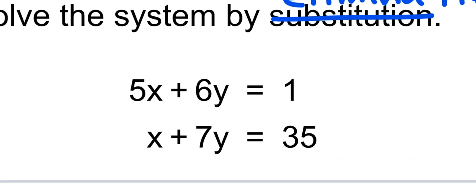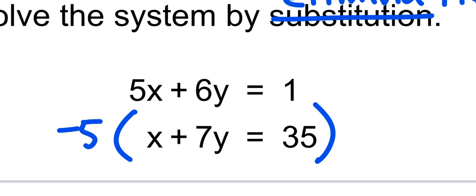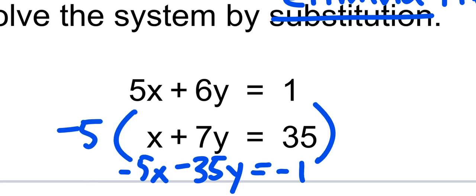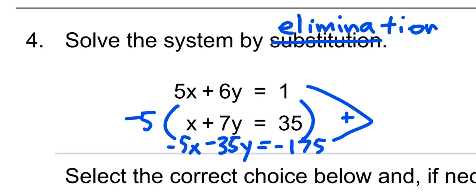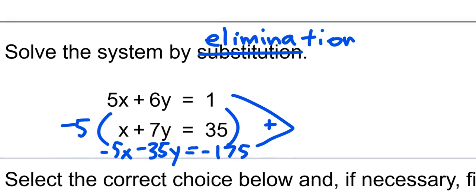That's a definite no. What should I multiply the bottom equation by so that I could get rid of the x's? Negative 5 would be an excellent choice. Okay, so that would give me negative 5x minus what? 35y equals negative 175. If I were you, I would add those two equations together. Add those two equations together.